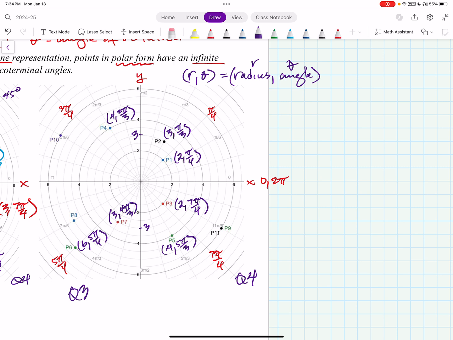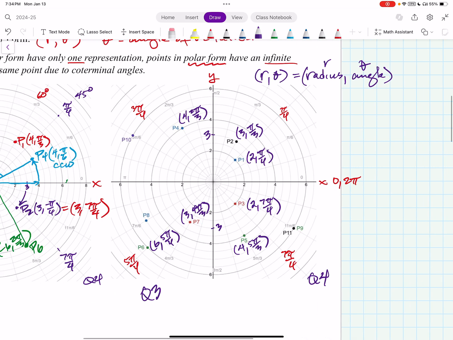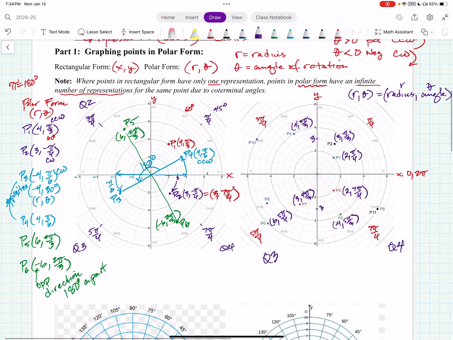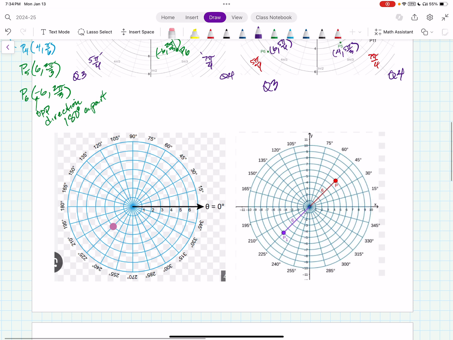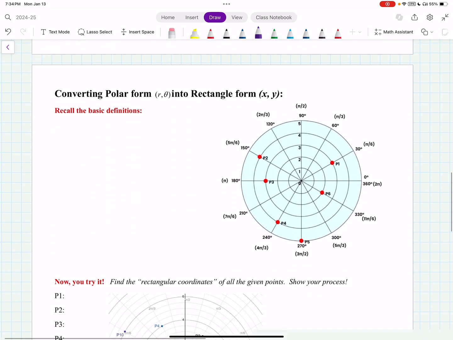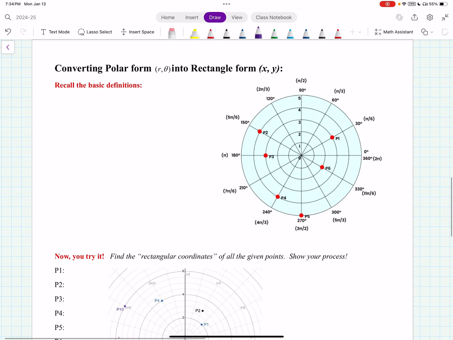So get to know how to read the graph just like you normally do when you're working with rectangular coordinates, and do the same thing with polar. Okay, I'm not going to go through all of them. All right, let's get to the second part of the lesson here. And these 2 extra graphs here, I'll use those when I'm in class with you guys. All right, part 2. Part 2 is conversion.